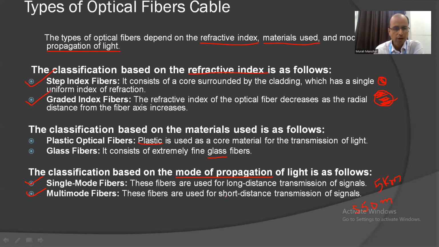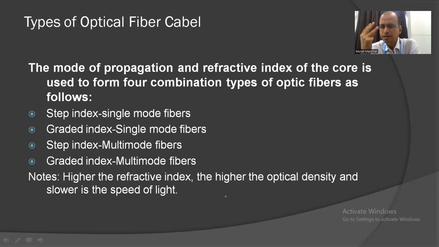Now, we have discussed three criteria for different types of fiber. Overall, if we conclude all these three, then we finally have a step index single mode fiber cable, graded index single mode fiber cable, step index multi-mode fiber cable, and graded index multi-mode fiber cable. These are the actual types of fiber cable. But to understand it properly, I have explained the different criteria on which fiber cables are defined.